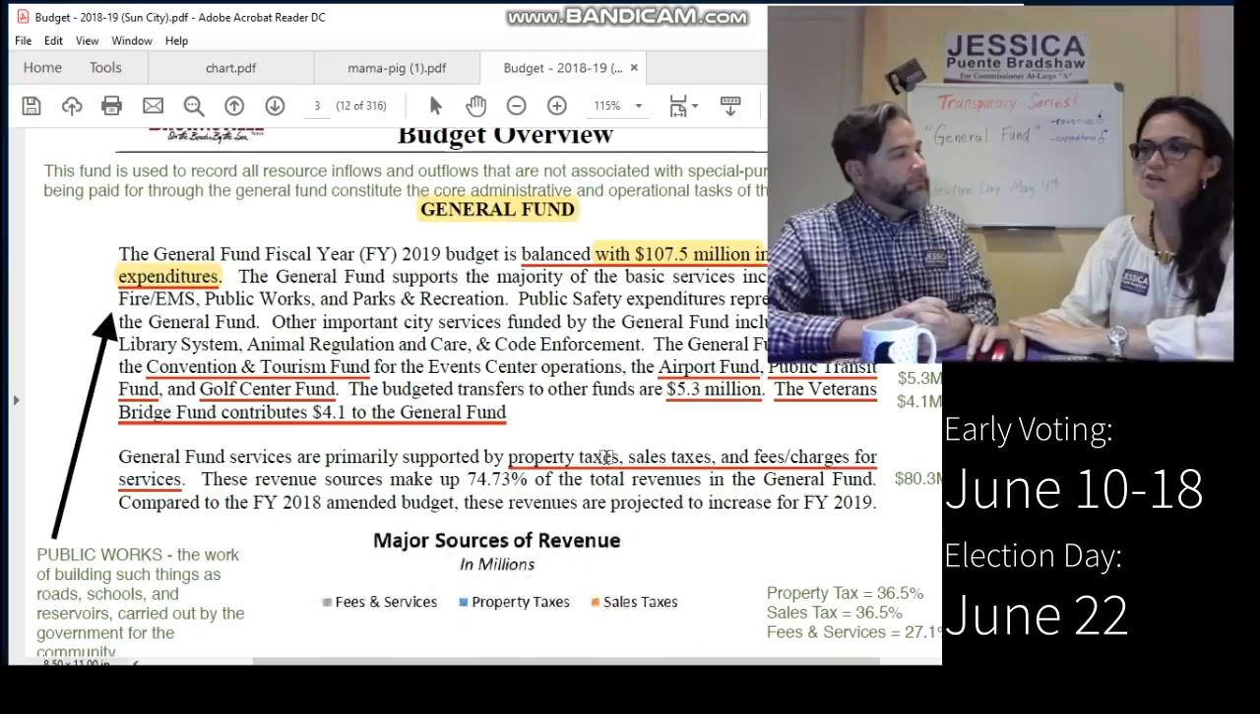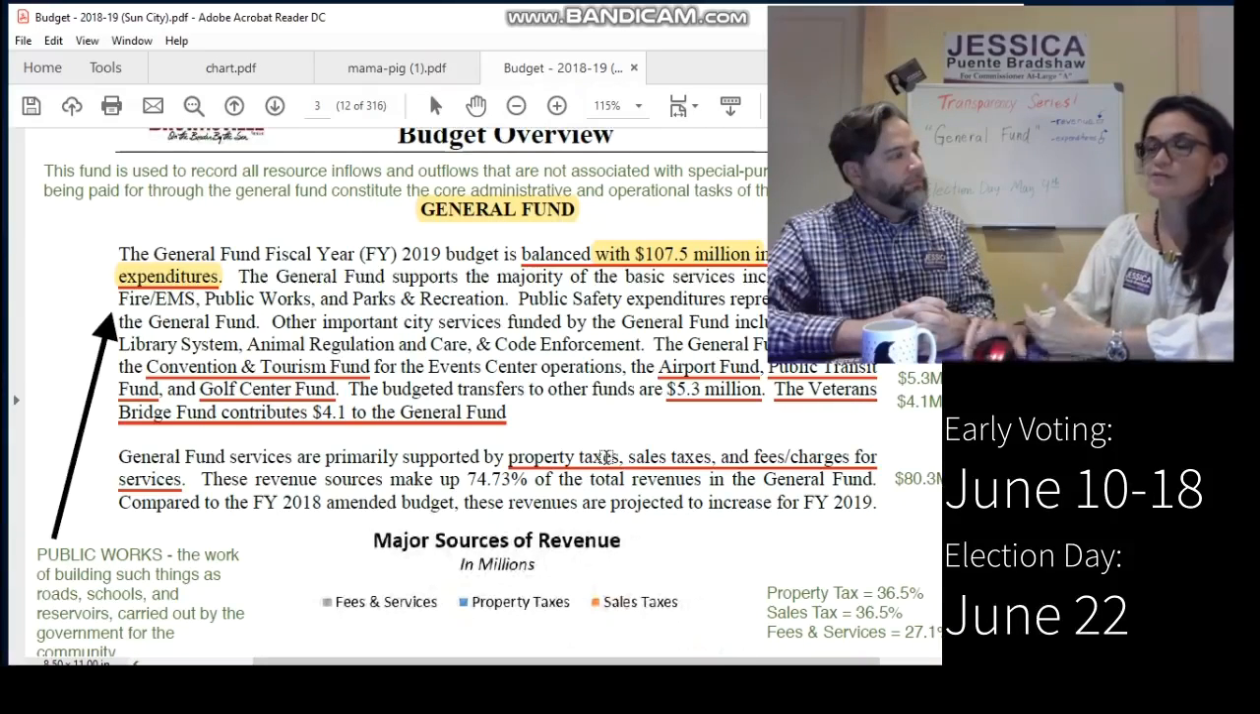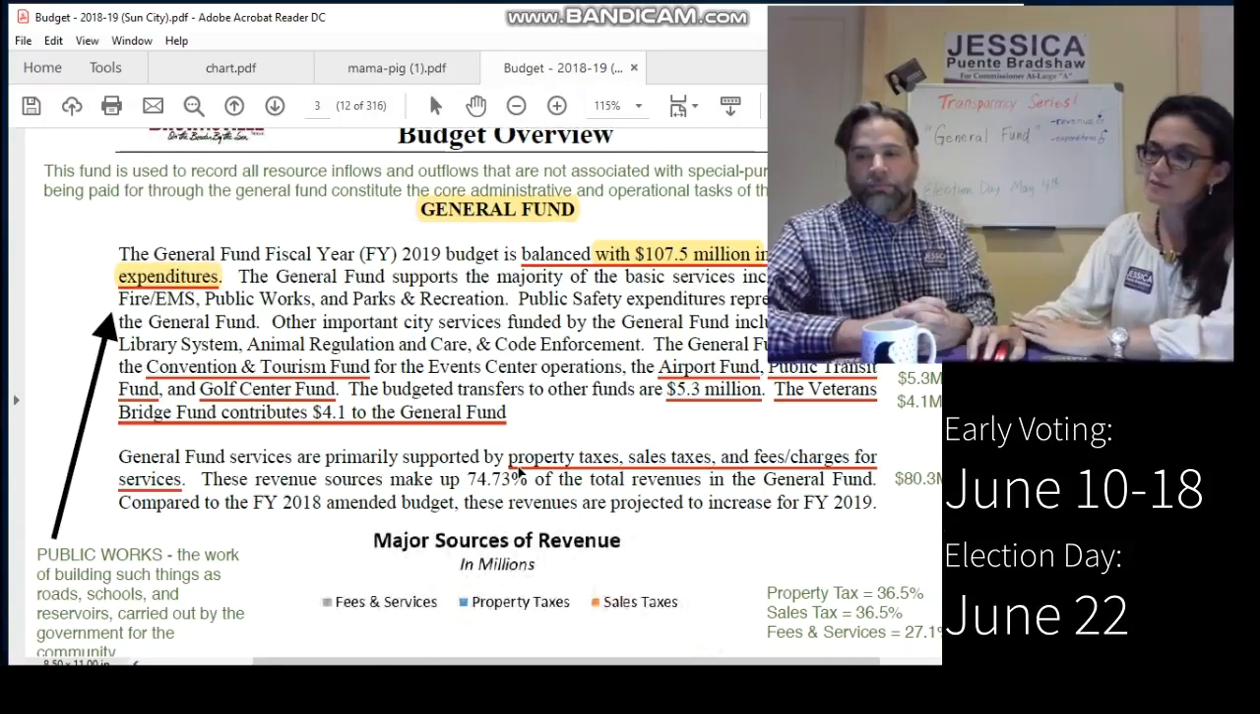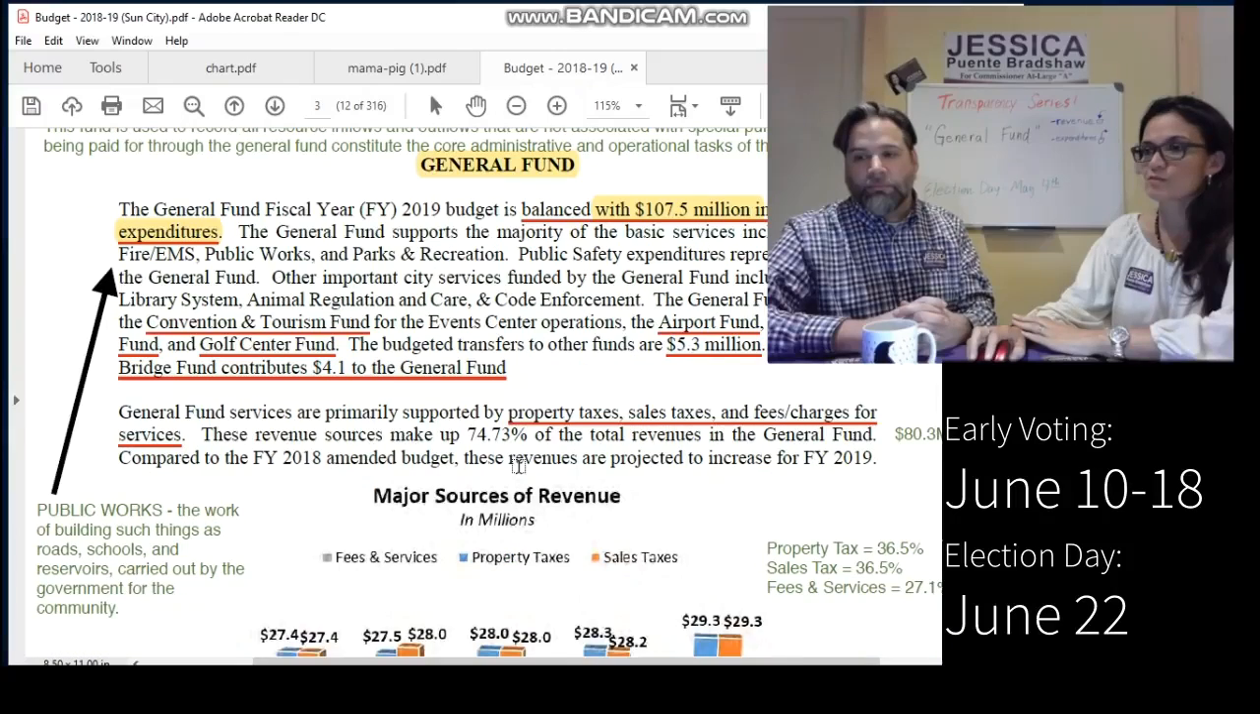Right. So just always think of the general fund kind of like your budget from home. You have a job, if you make $1,000 a week, you kind of try to balance that out. Am I spending more than I'm making, or am I saving from what I'm making? That sort of thing. The city runs very much in a similar way.